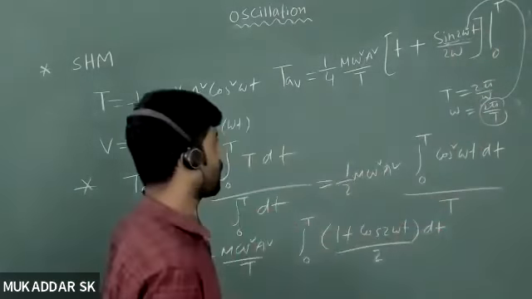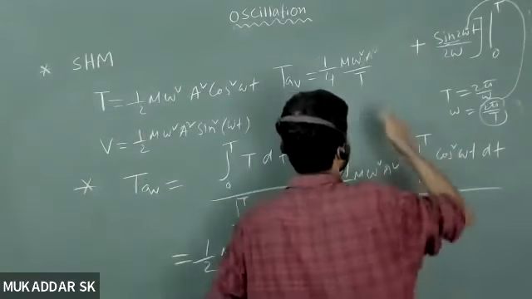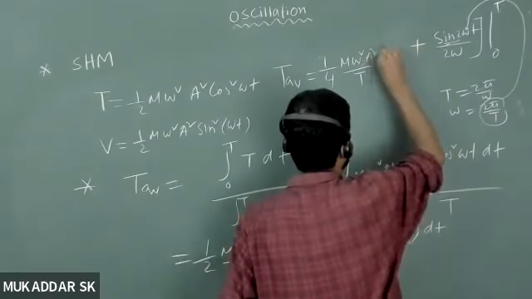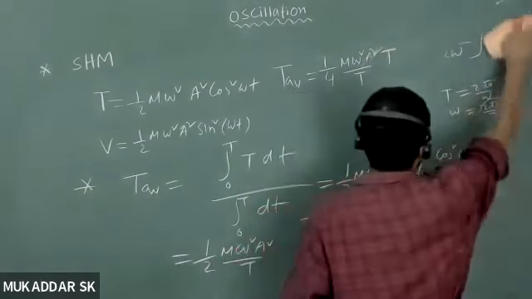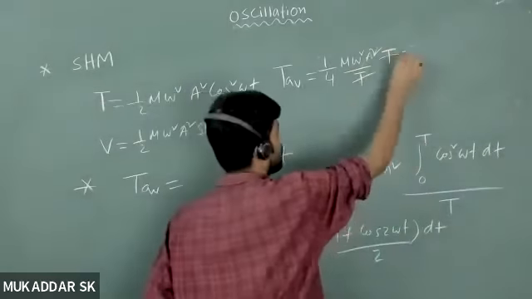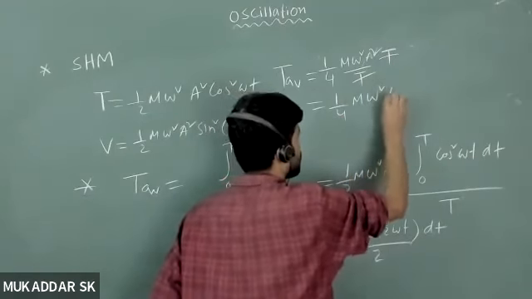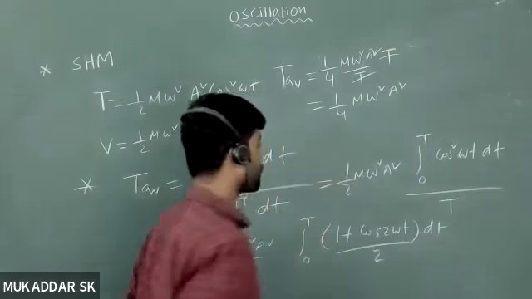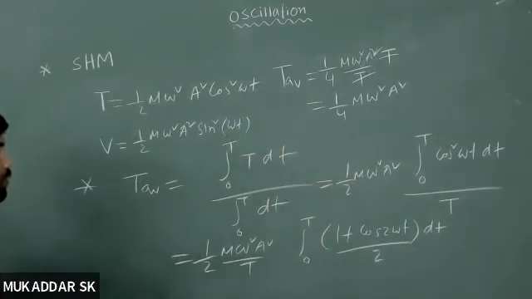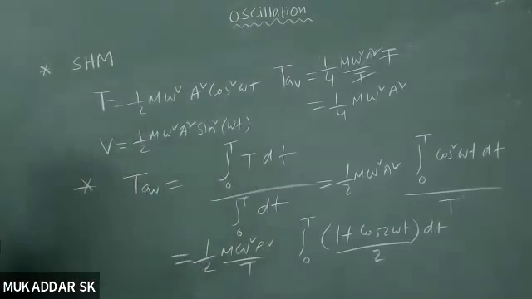So from this integration you will basically get capital T, right? This part clear to all? Yes, sir. Okay. Now the capital T will be cancelled, and simply you will get the average value 1 by 4 m omega square a square. And this is obvious, no need to calculate actually, whenever you deal with cos square. So the average value of the cos square function is always what? How much, for one complete cycle?